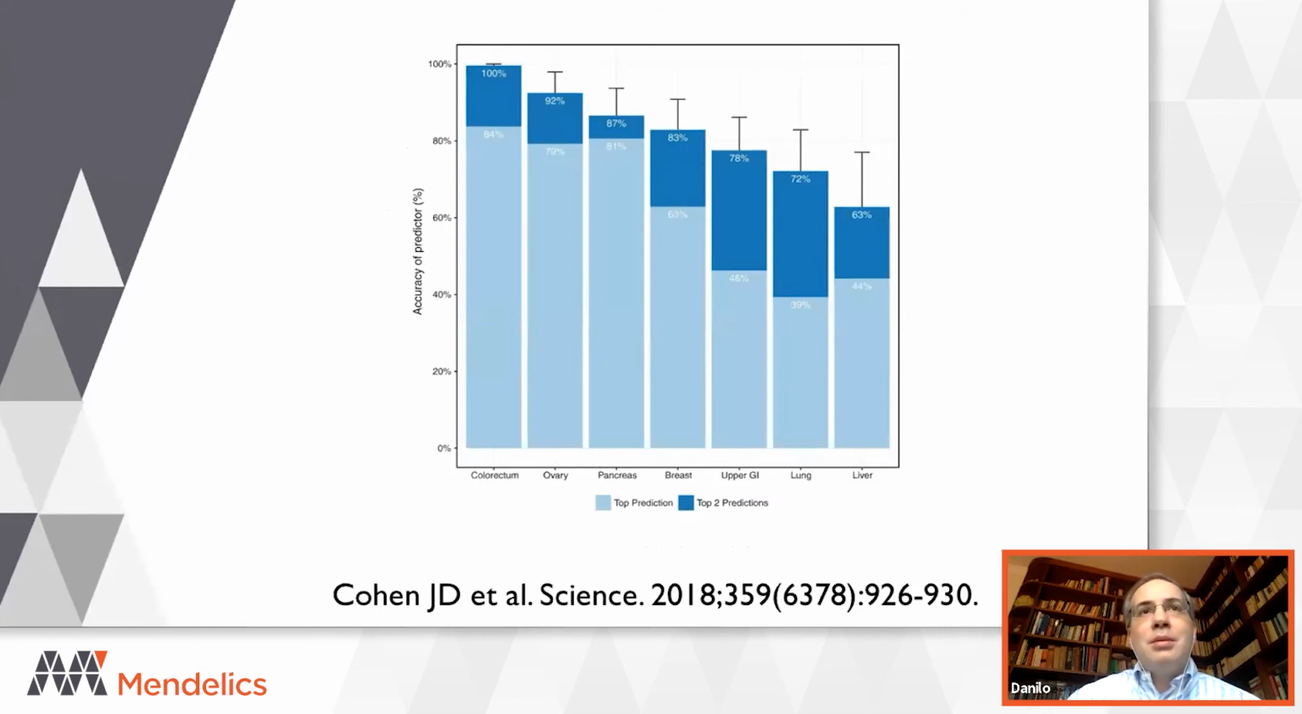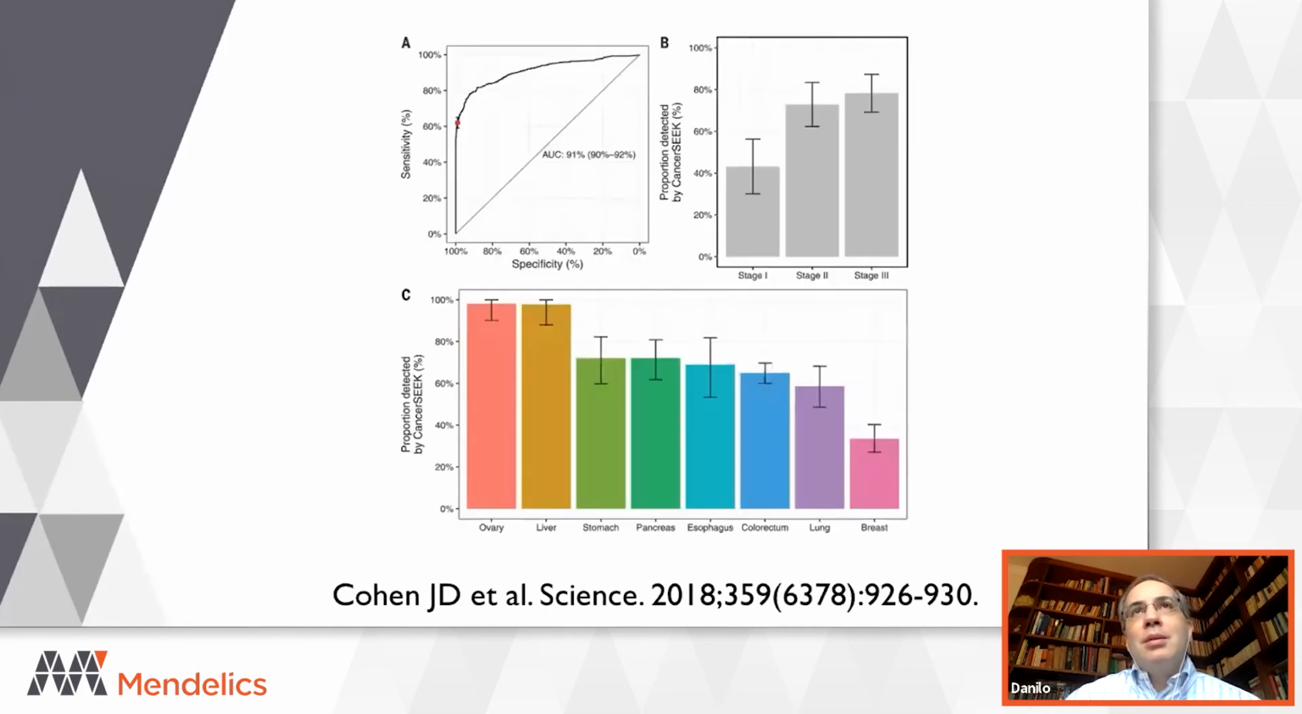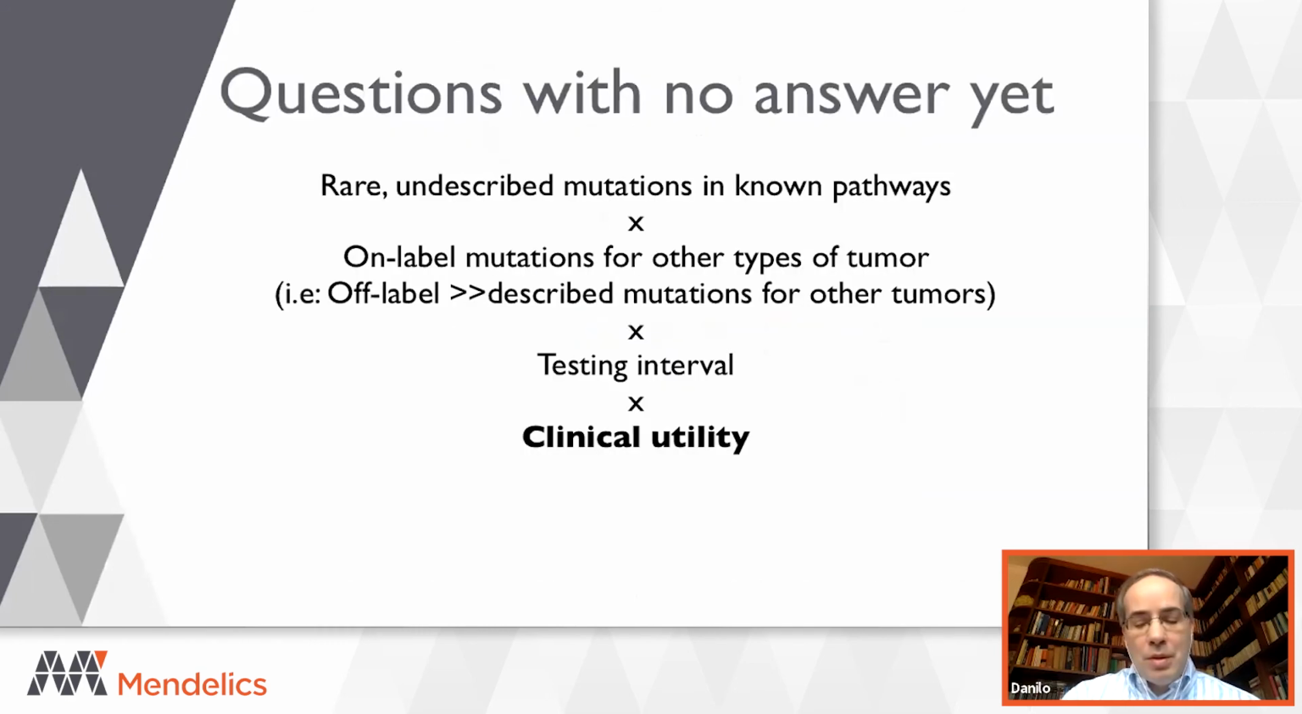They can sometimes find high accuracy for some cancers, like colorectal or ovarian cancer. But as I said before, the problem is still that stage 1 disease has a low proportion detected. So that's not ideal yet, and we all would like to see that get better. So there are a lot of questions with no answer.